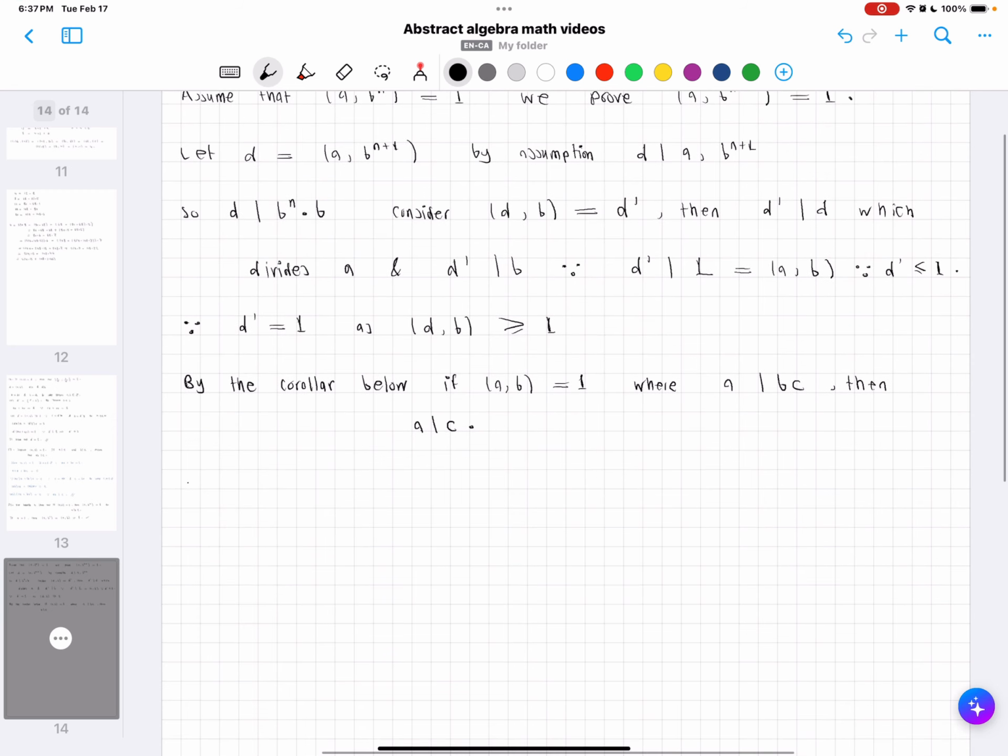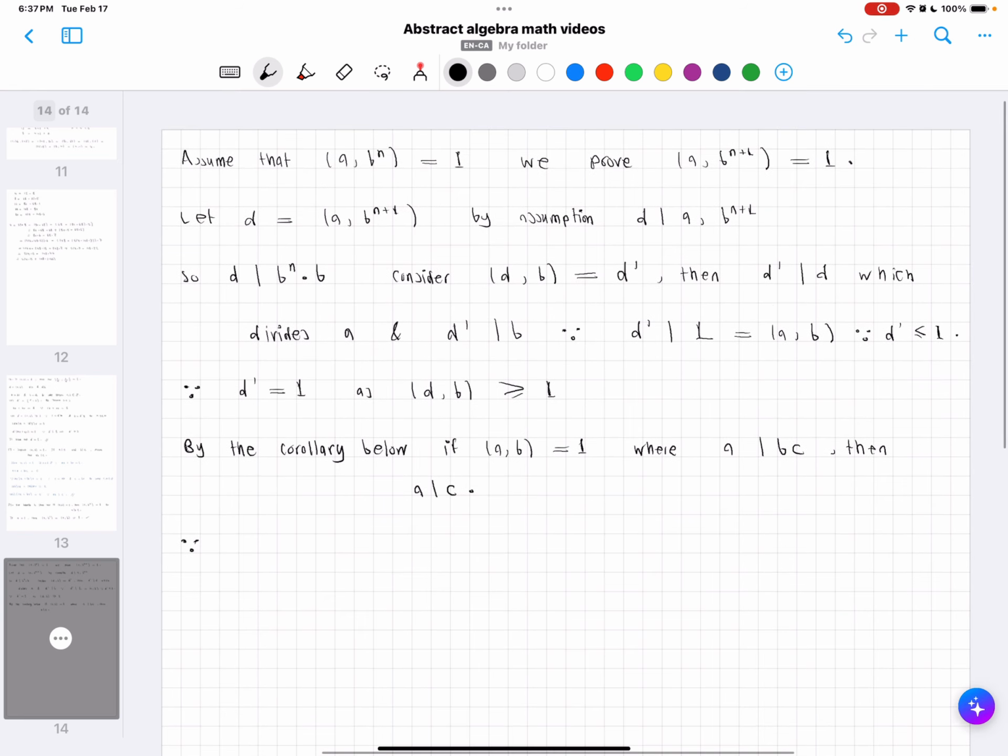So by that corollary, we have that D divides B to the n. So we must have that D is less than or equal to 1, which is the GCD between A and B. Hence D is equal to 1, as the GCD of A and B to the n plus 1 is always bigger than or equal to 1.